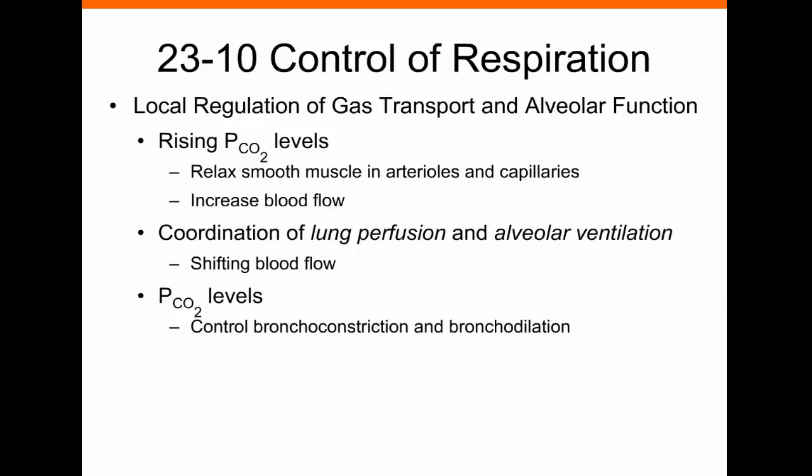This results in smooth muscles relaxing in the arterioles and the capillaries and an increase in blood flow. And the coordination of lung perfusion and alveolar ventilation shifts blood flow. So the partial pressure of carbon dioxide controls bronchoconstriction and bronchodilation, which is why professional swimmers, when they're swimming laps and laps, can actually swim for longer, because they have a build-up of carbon dioxide which causes bronchodilation.